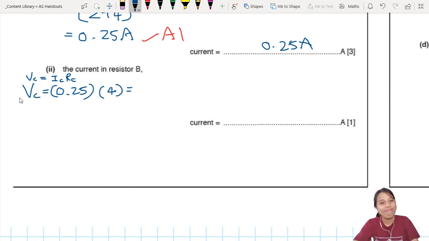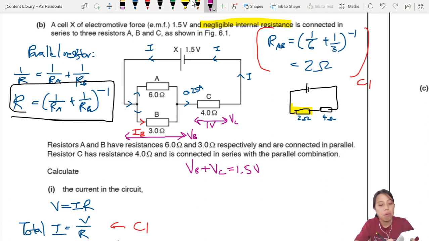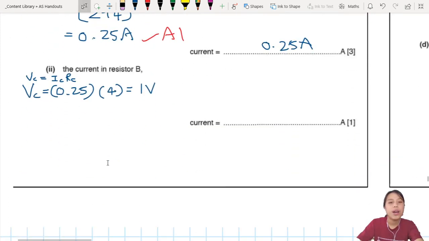1 volt potential drop. So this one dropped by 1 volt. So if here drops by 1 volt, this side must drop by how much? 1.5 minus 1, 0.5 volts. Okay, the sum of potential drops is the same as what your battery gives. So we know VB is 0.5 volts already. Now we can calculate things.